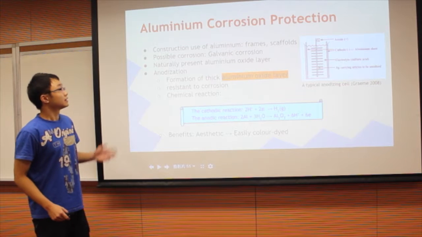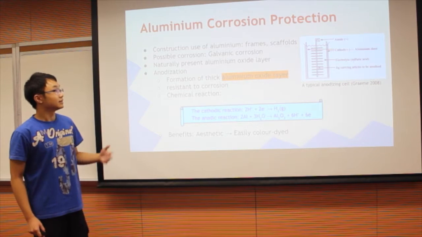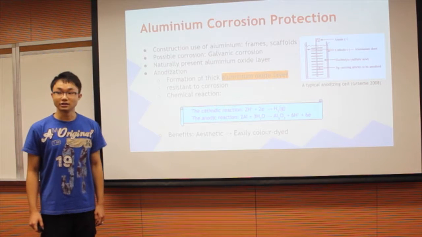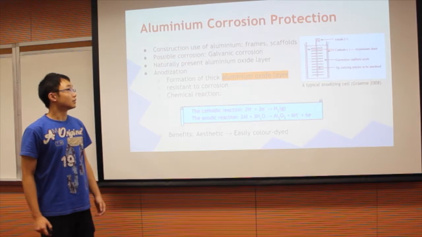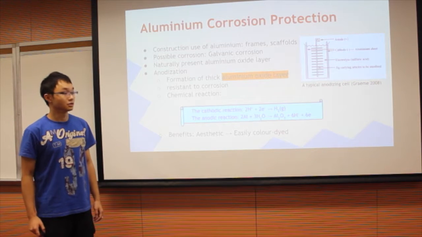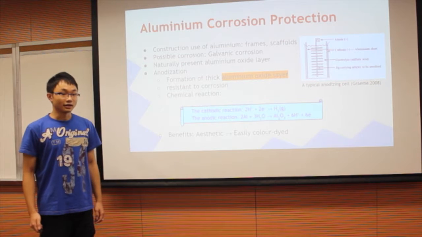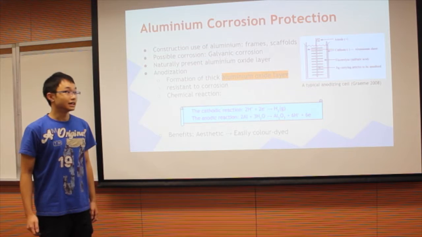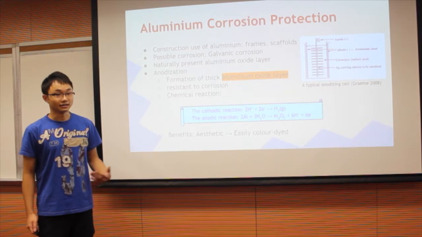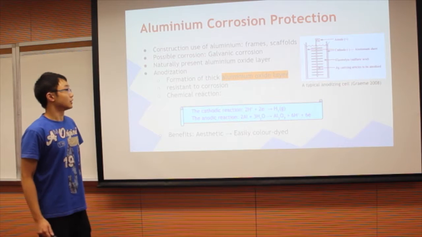Now I'm going to talk about aluminum corrosion protection. In construction, aluminum is usually used for window frames and scaffolds. And the possible corrosion which can happen to aluminum is galvanic corrosion, which means that when a metal with lower reactivity is placed next to, in contact with aluminum, the aluminum may face corrosion.